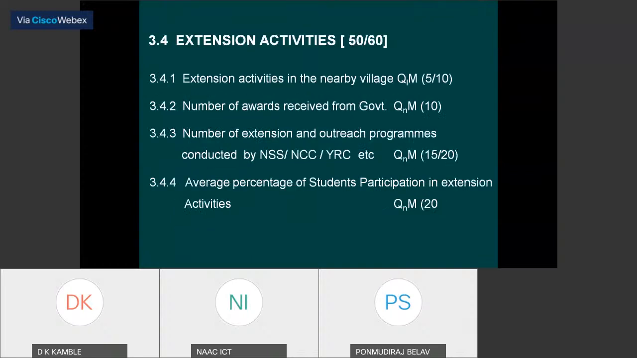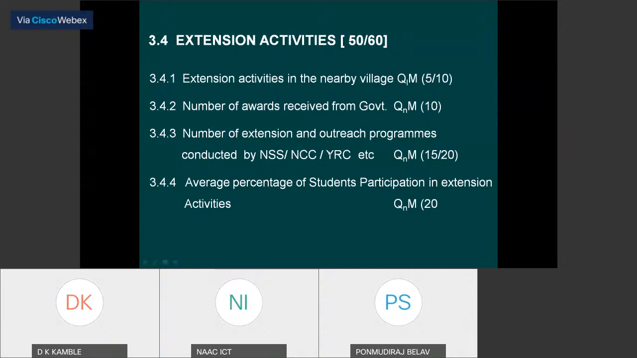Then extension activities. In that, 3.4.2, number of awards received from government. If a metric is related to awards, whether for teachers or students, the certificate should be in the name of an award. NAAC will not consider a thanking letter or an appreciation letter. Only a certificate in the name of an award will be considered by the committee.